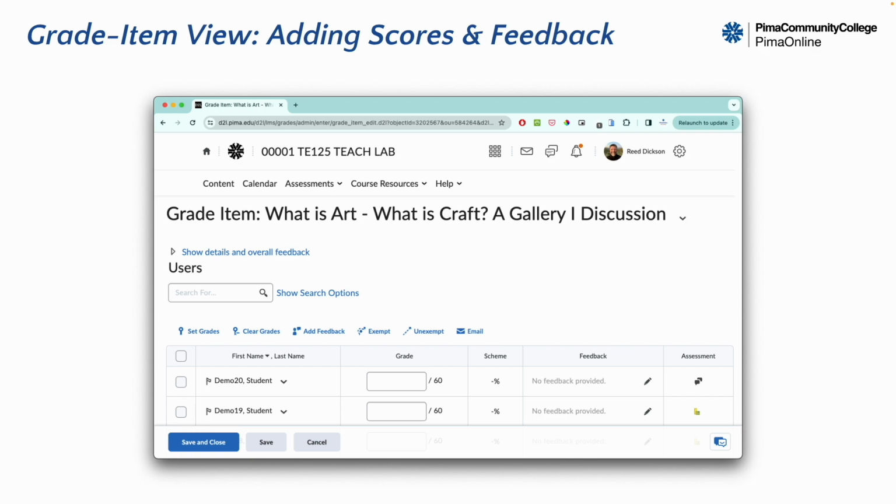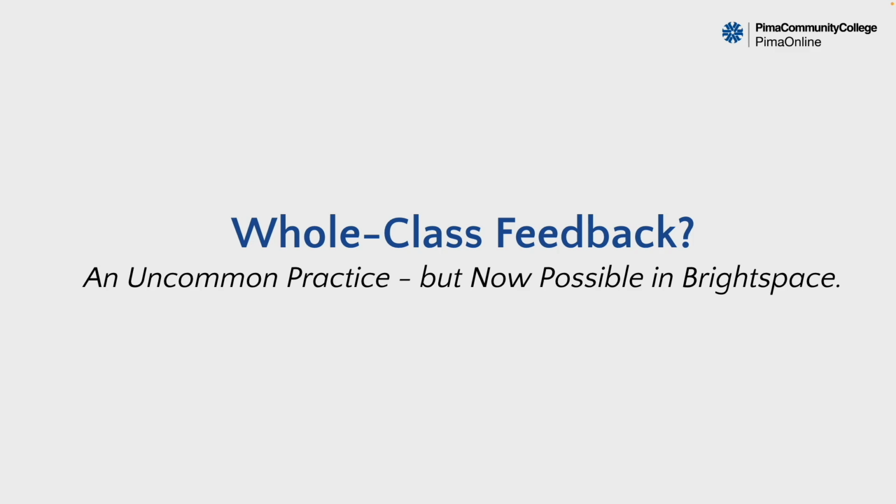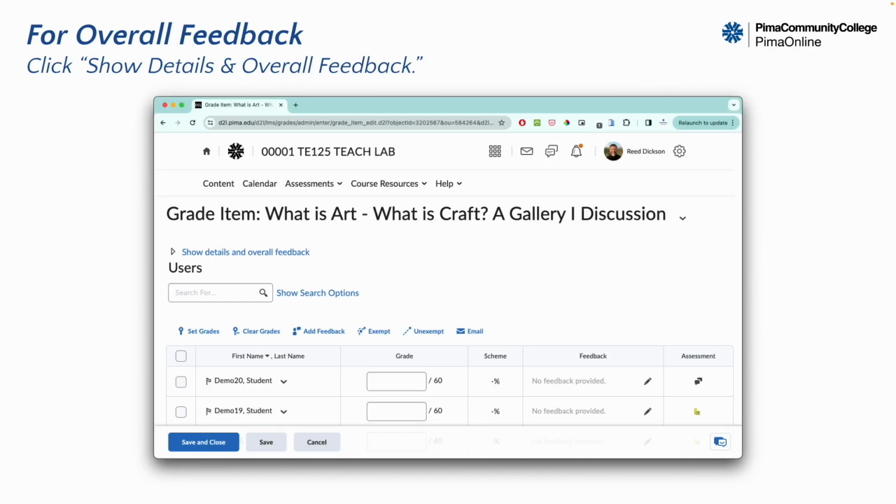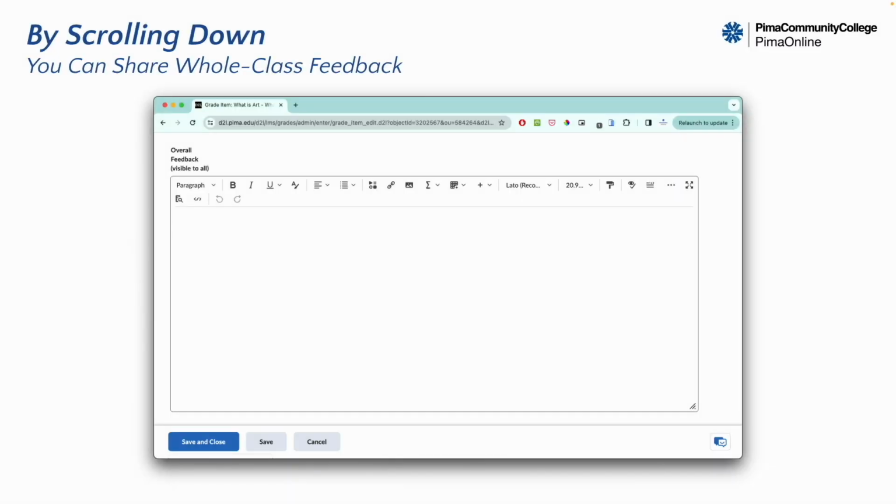From this window, you can add scores and feedback, but before we do that, we want to take a closer look at the ability to share whole class feedback. It's a very uncommon practice, but it is now possible in Brightspace and might be worth taking a look at. So first off, when this window opens, you can click on Show Details and Overall Feedback. When you click on that, a window will appear that allows you to enter in whole class feedback.